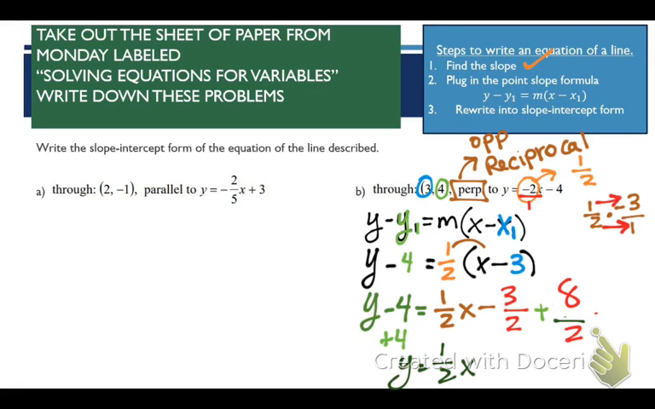All right, so we add the tops. So we have minus 3 plus 8, which would be positive 5. And then the bottom, you keep the 2.